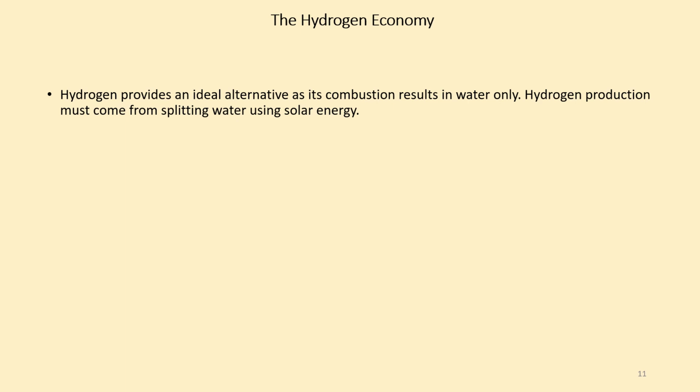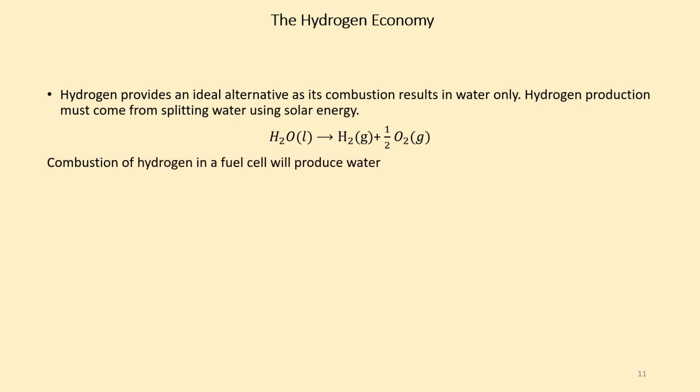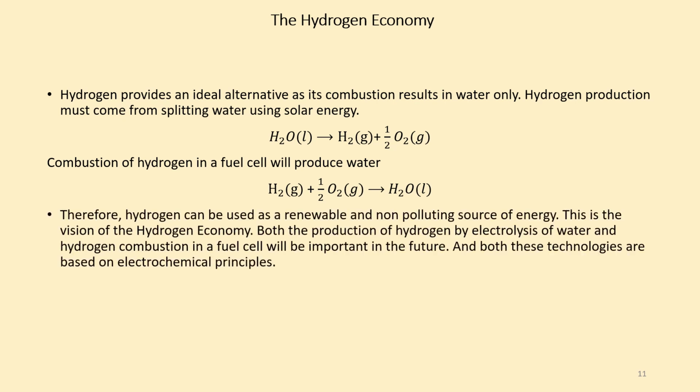Hydrogen production must come from splitting water using solar energy. So the reaction is H2O forms H2 gas plus oxygen. Combustion of hydrogen in a fuel cell will produce water, that is, H2 gas plus oxygen combine to form H2O. Therefore, hydrogen can be used as a renewable and non-polluting source of energy. This is the vision of hydrogen economy. Both the production of hydrogen by electrolysis of water and hydrogen combustion in a fuel cell will be very important in future, and both these technologies are based on electrochemical principles.